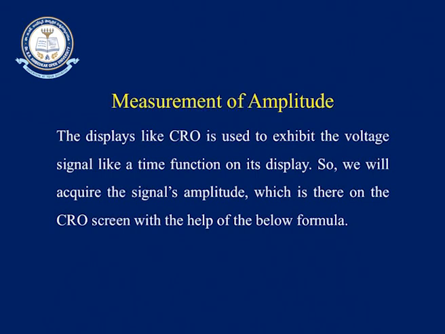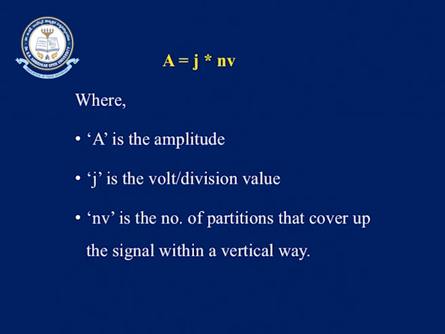The CRO displays the voltage signal as a function of time on its screen, which can be measured with the help of the formula A is equal to J times NV. Here A is the amplitude, J is the volts per division value, and NV is the number of vertical partitions covered by the signal. So this is the measurement of amplitude.